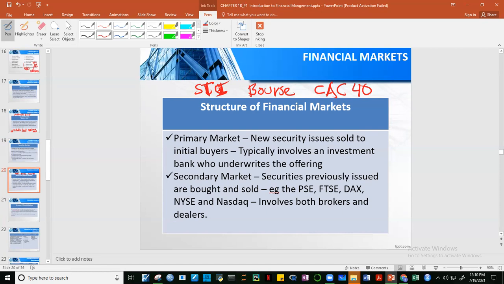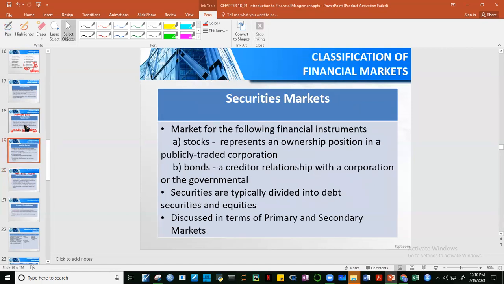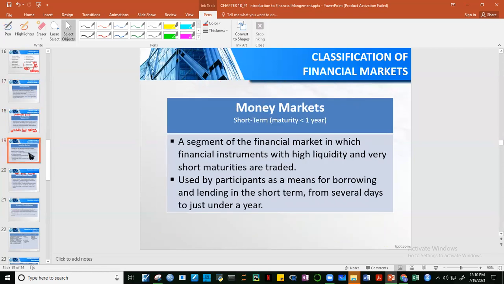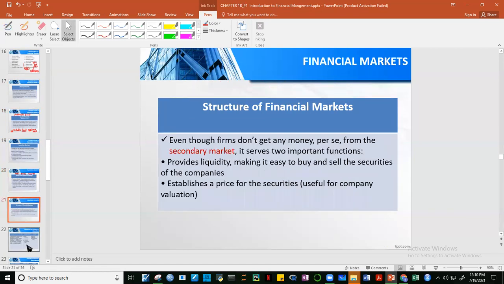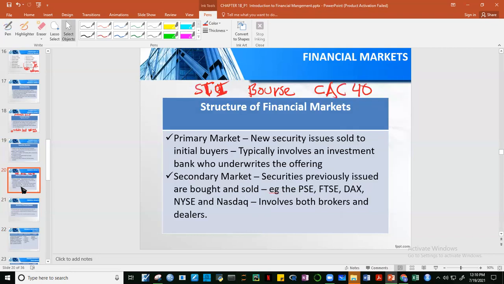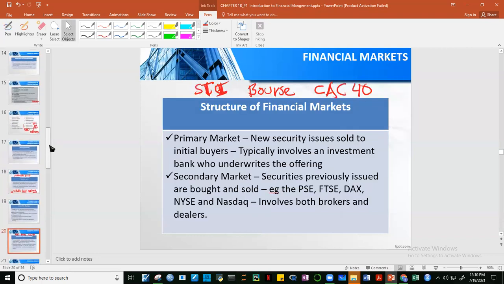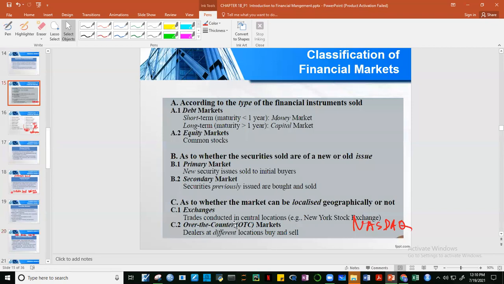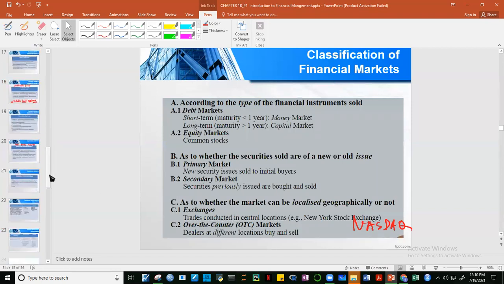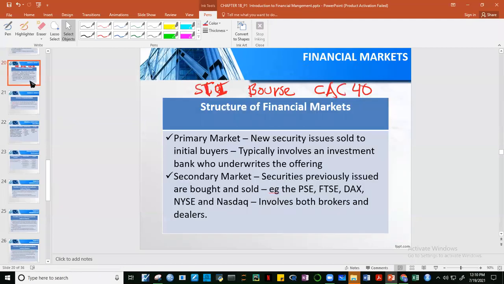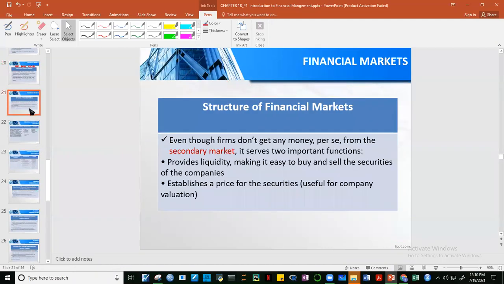Sa US, meron din siyang NYSE. No? Tapos yung kanina nga, yung Nasdaq. Nasdaq is an example of an OTC. Over the counter. And dito yun, no? Kanina, ito. Did I show that to you already? Ay, hindi pa. Hindi pa ba? Sorry. Ito. Yeah, here. OTC. An example of that is Nasdaq.